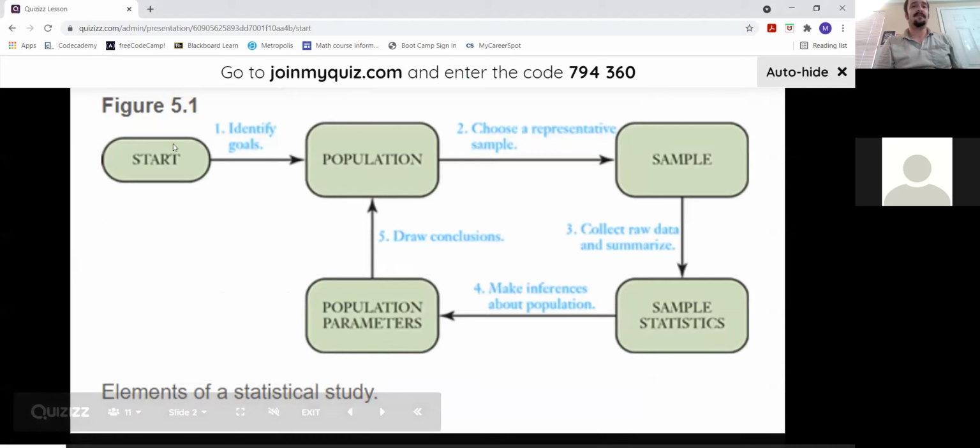I'm not sure if I would even include the start bubble. I'd probably just think about a population. So I have a population of people. Let me think about something. This could be like, the US population. So if I'm talking about the entire US, I wanted to state a goal.